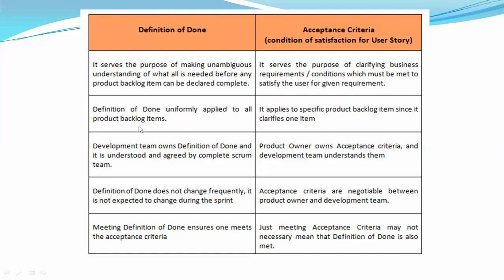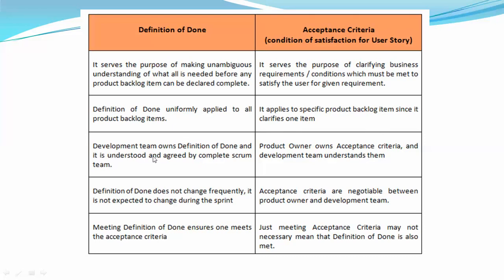And then the definition of done is uniformly applied to all product backlog items. That means for an epic, for example, at a sprint level, there will be a separate DOD. At story level, there will be a separate DOD. For example, when can you tell that an epic can be closed? That also has a separate DOD. And when it comes to acceptance criteria, this is applied to a specific product backlog item. That means one user story will have one acceptance criteria, and another user story will have a different acceptance criteria, right? Because the business outcome required from each user story will be different.